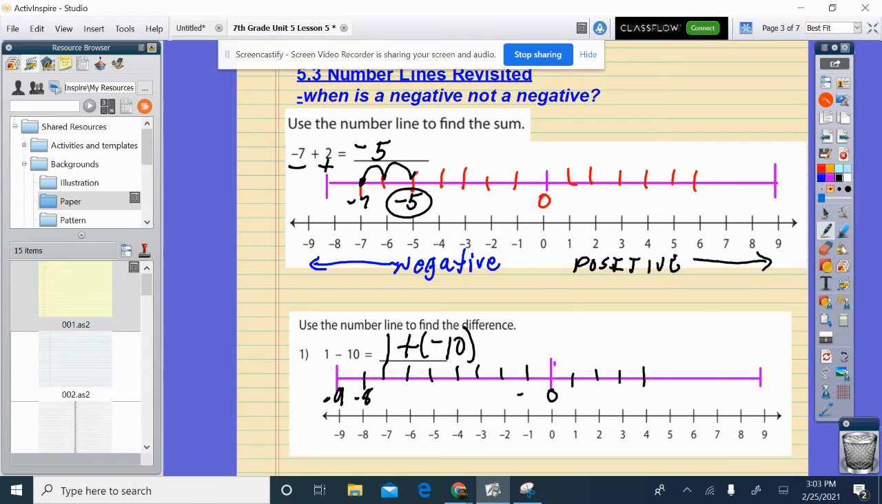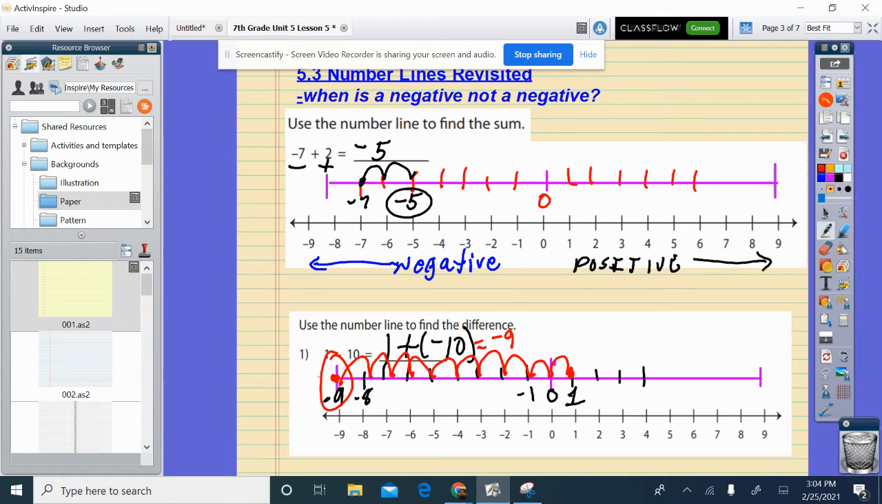And put a few in there. There we go. So again, we'll start with the amount that they give us. They give us 1 right there. And then I'm going to go negative 10. Well, negative is on the left-hand side of the 0, so I'm going to count back 10 units. 1, 2, 3, 4, 5, 6, 7, 8, 9, 10. So the answer would be negative 9.